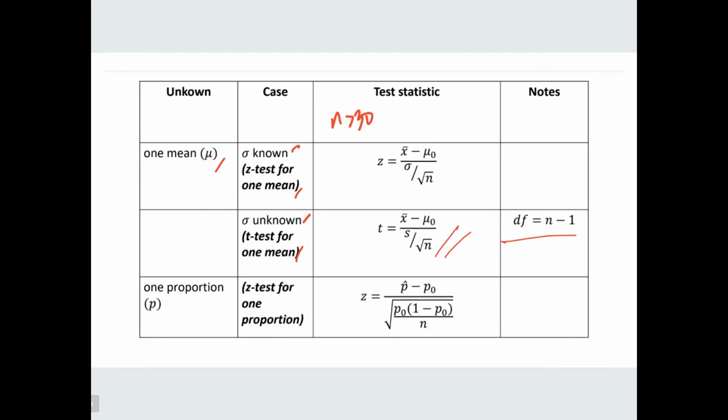We can use a z-test, or basically the 2 tests right here yield the same thing, the same numbers. The critical values and the test statistics will yield the same values when n is large. Okay, so I think we've mentioned that last time.